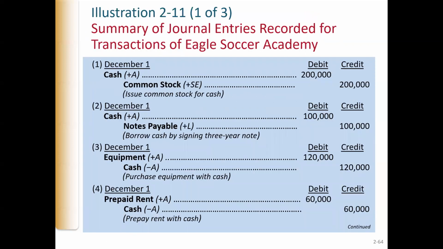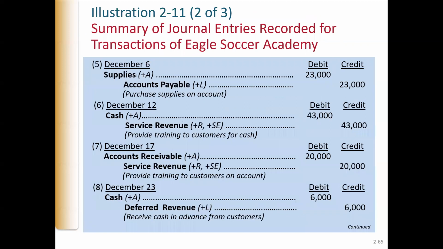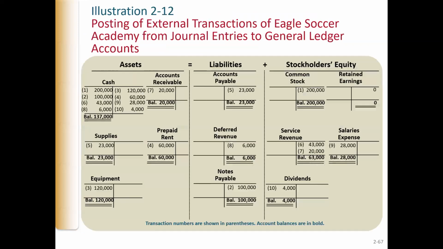So once all this is said and done, here is the summary of all the various journal entries we've done. And here are the balances of all the accounts. Now we show the asset accounts: the cash, the accounts receivable, the supplies, the prepaid rent, and the equipment. We show the liabilities, and we show your stockholders' equity.